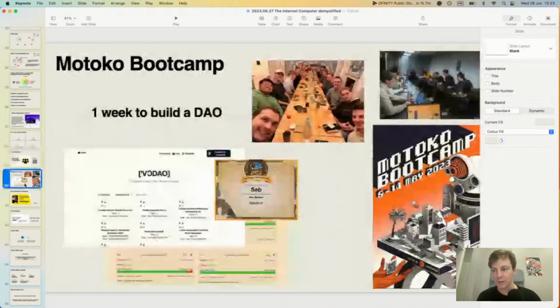Then if you're interested in how to build something on the IC, you can join the next Motoko Bootcamp. Motoko Bootcamp is a 1-week program where you learn how to build a DAO, how you can use canisters to build voting logic, NFTs, and what your canister can do. We haven't announced the next dates yet, but make sure to follow Motoko Bootcamp on Twitter, and we'll announce the next one pretty soon.